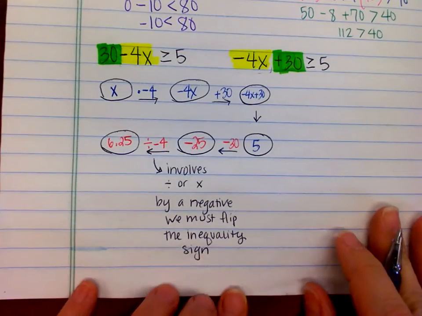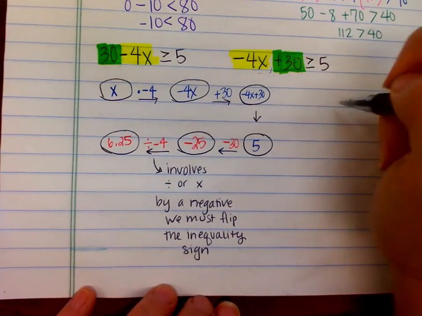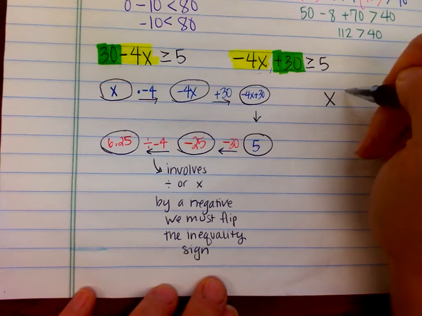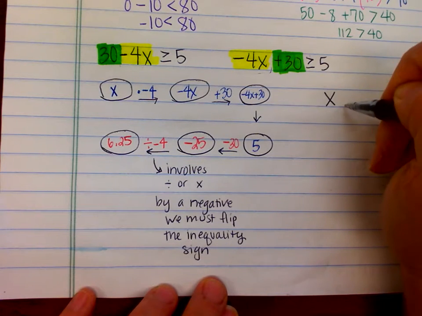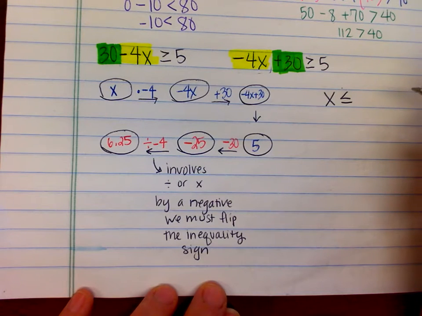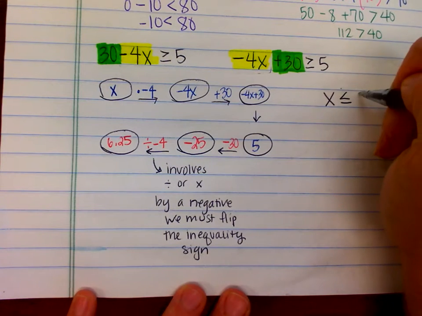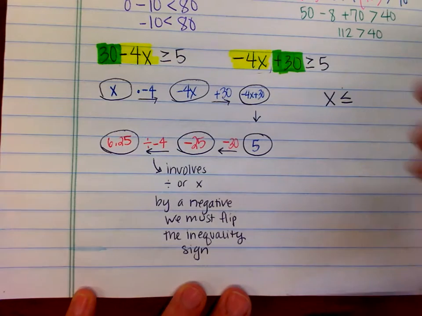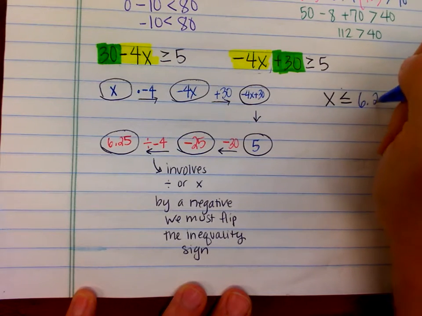So a reminder, in the original inequality we had a greater than or equal to. X was greater than or equal to. We now have to make it less than or equal to. And then the solution we solved for was 6.25.